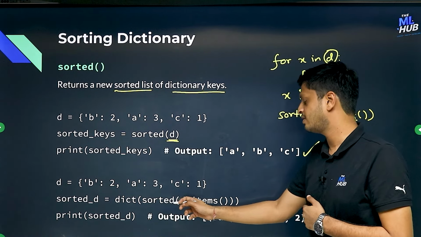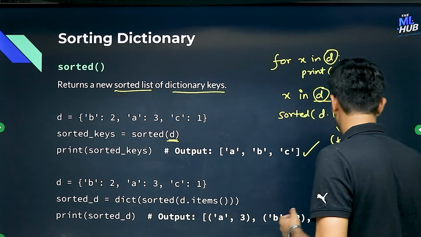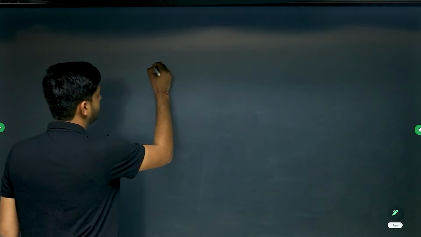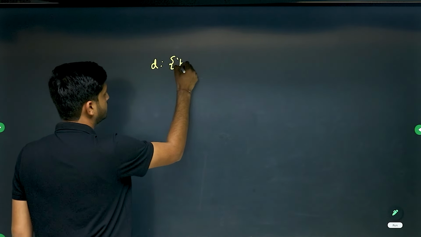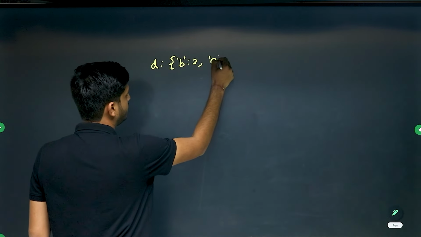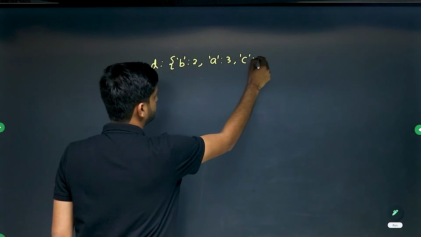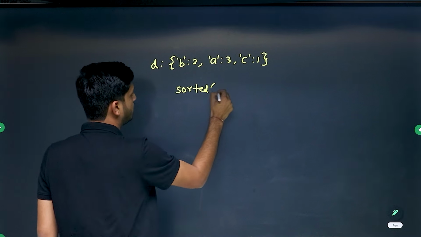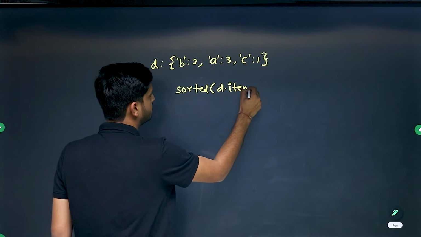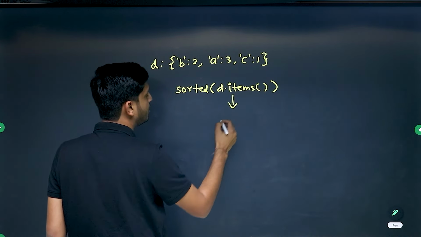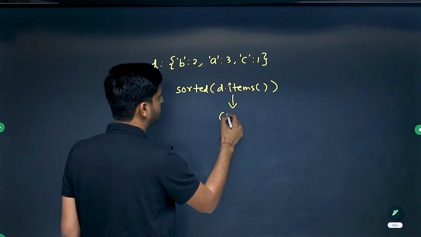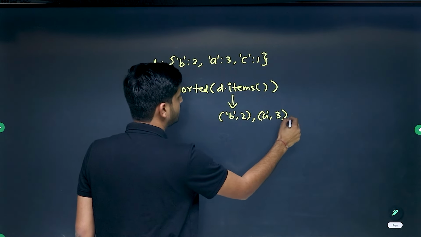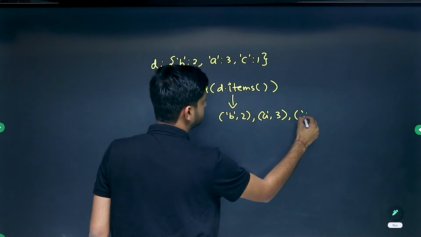So let's see what is happening here in this piece of code. B2, A3, C1. So the dictionary D contains B2, A3, C1. And if you pass it in the sorted function, sorted of D dot items, D dot items now gives you an iterable. This iterable contains what? The key value pairs, which means B, 2 and then A, 3 and then C, 1. This is the iterable.